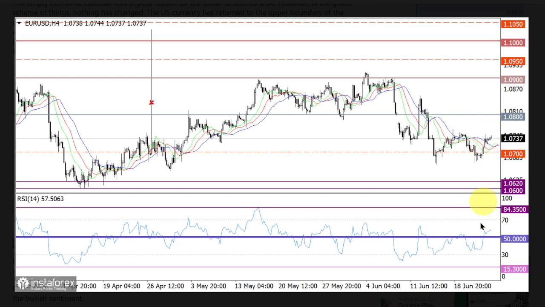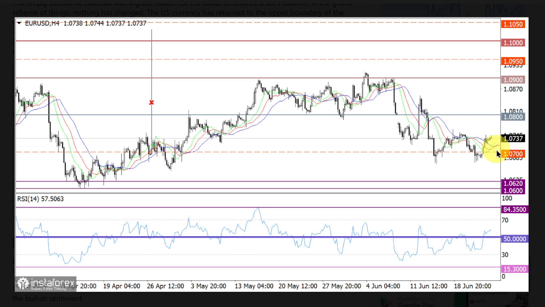On the 4-hour chart, the RSI indicator is hovering in the upper area of 50-70, which points to the bullish sentiment. Meanwhile, the alligator's MAs are intertwined in the 4-hour chart, signaling a slowdown of the downtrend. Keeping the price above the 1.0700 level could indicate an increase in buying volumes. In turn, the euro may gradually recover its value.